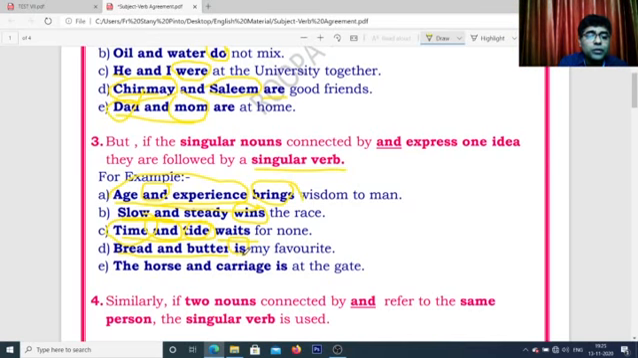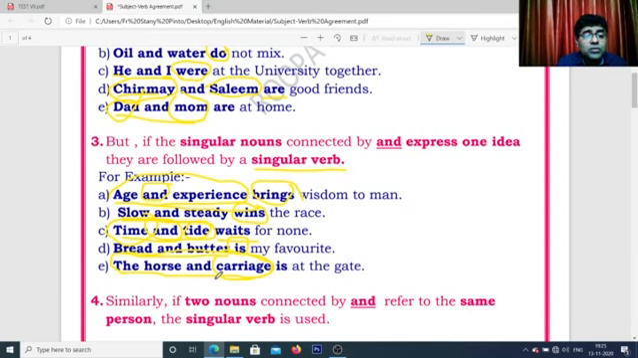So singular verb there. The horse and carriage is at the gate. Now horse is different, carriage is different. Horse and carriage means a chariot. Okay, chariot, both at the gate.